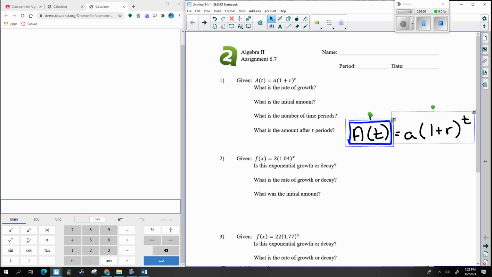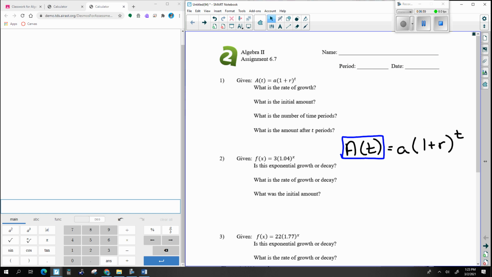A lot of these things are self-explanatory, what these variables mean. Rate is the letter r in this situation. r is the rate. Note that r is going to be a decimal. So if something says there's a 5% growth rate, that is the same thing as thinking of r as being 0.05. Think of it as a decimal. r is 0.05.